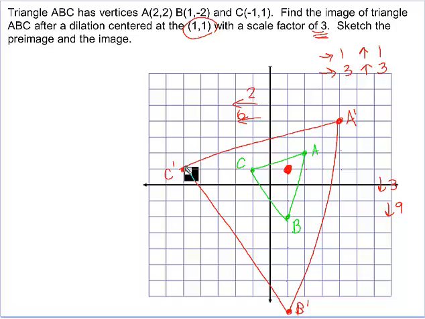All right, so if you are not centered at the origin, you have to plot your new center on the graph, and you have to count from that new center how to get to each point, and then graph them accordingly. So that is dilations.